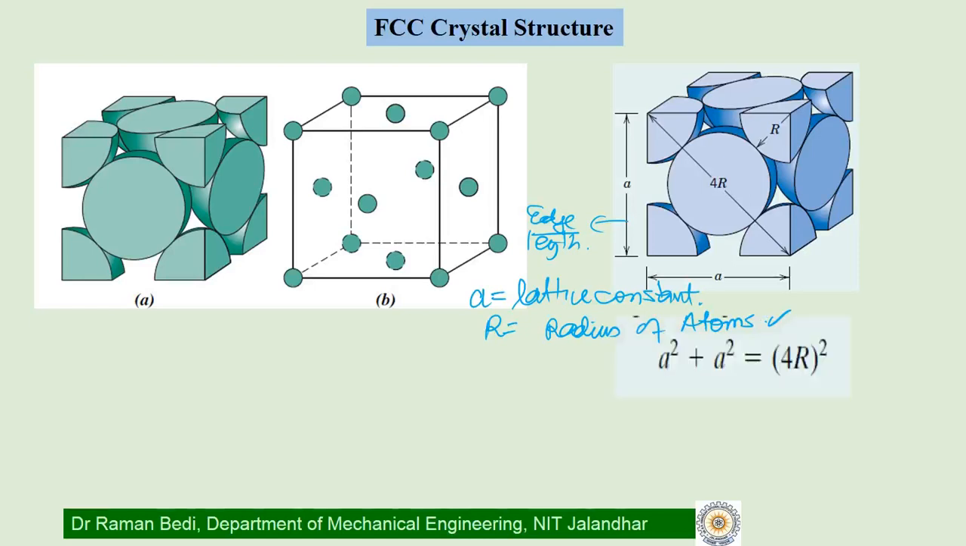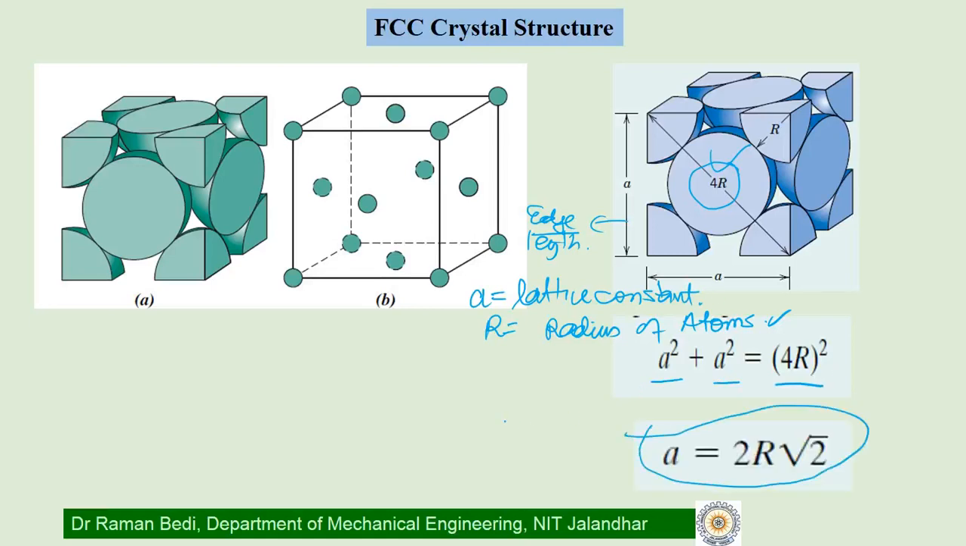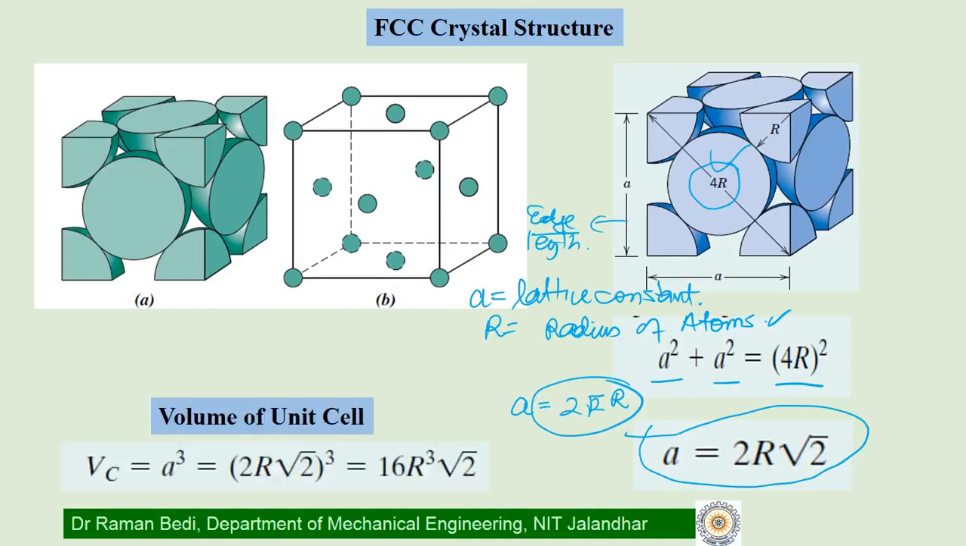It's very simple to get that relation here. We understand that the atoms are touching along the face diagonals, and that is why simply writing the expression a square plus a square is equal to 4R square gives me the relationship between a and R. Please make a note of this important one: a equals 2 root 2 into R. So the relationship between the lattice constant and the radius of atoms in the case of the FCC crystal system is 2 root 2 R.